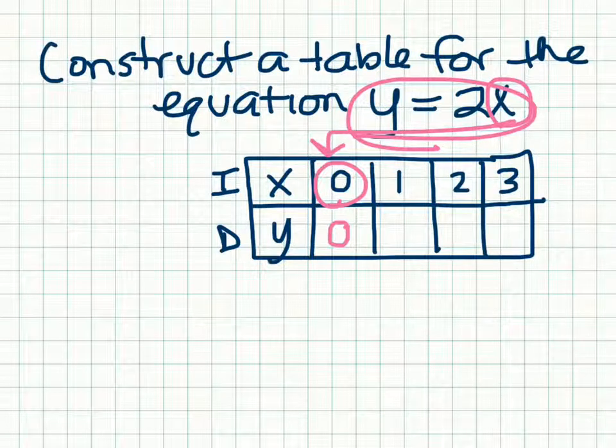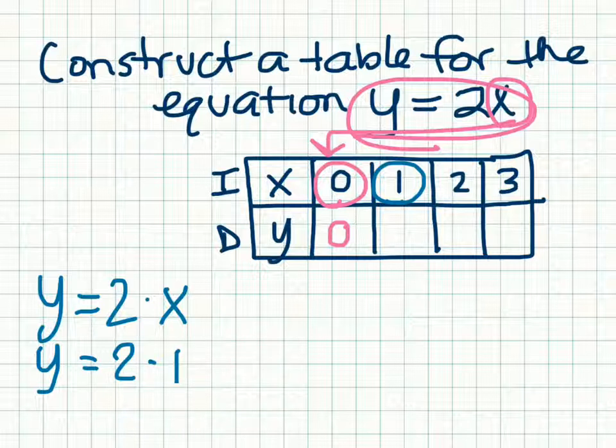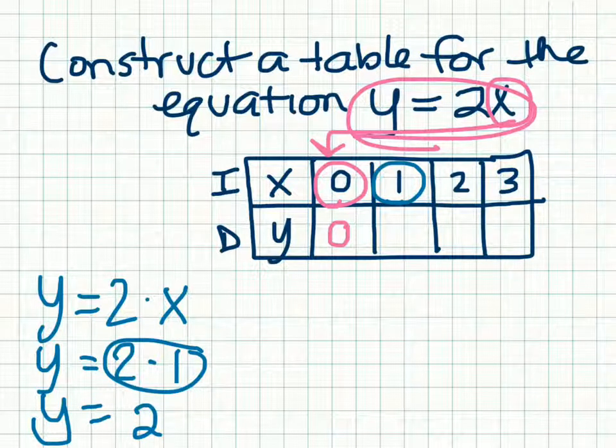Now I need to figure out the value for y when x equals 1. So I'm going to use my same equation, y equals 2 times x, and I'm saying x is equal to 1. So y equals 2 times 1. 2 times 1 is 2, so when x is 1, y equals 2. So my 2 goes right here.